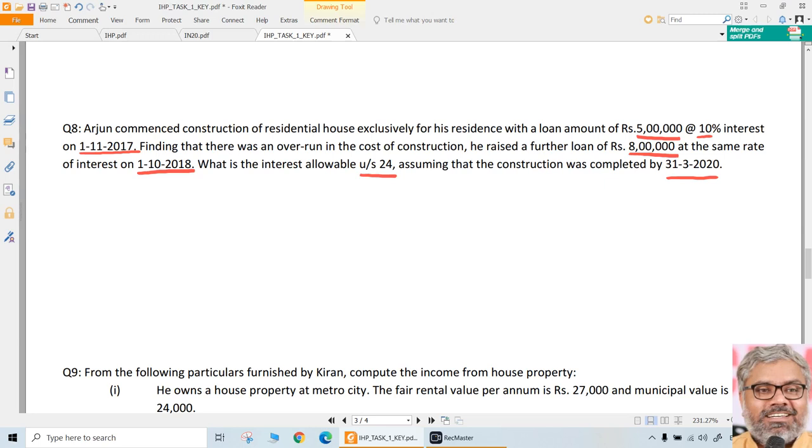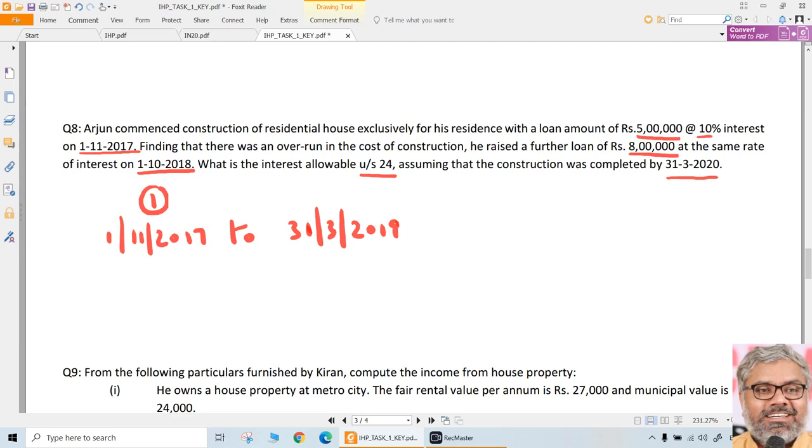So there are 2 loans. It's okay. We calculate 2 interests. Loan number 1. First loan, what was that? Taken when pre-construction period starts, 1/11/2017 to, this is loan number 1, 31st March 2019. Why? Once again, even though the construction completed on the last day of the year also, we have to take the end of the financial year immediately preceding the financial year in which the construction is complete. So definitely what we have to take there is 31st March 2019 as the end of pre-construction period.